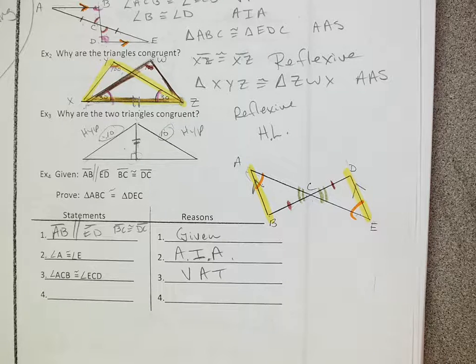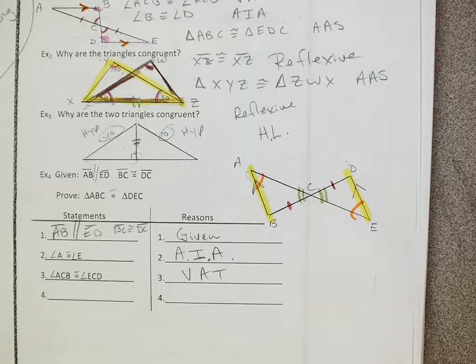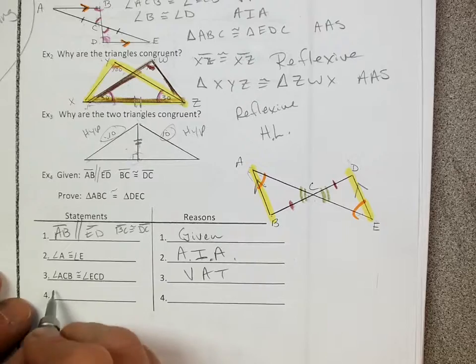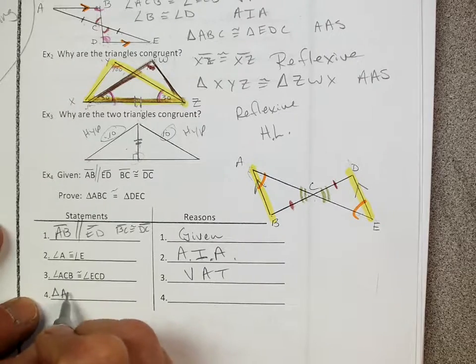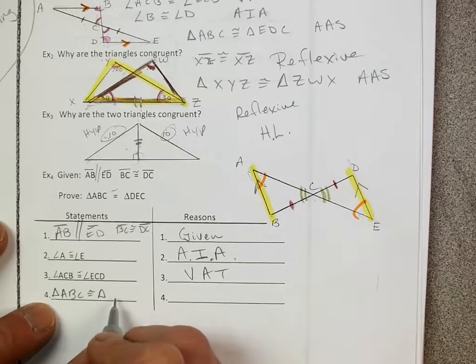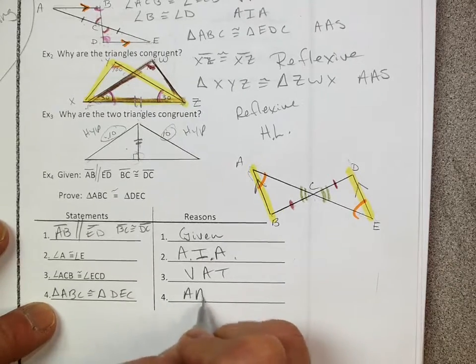Angle, side, close. It's got to be angle, angle, side. Why? Because the side is not in between, but it is angle, angle, side. We got an angle to an angle, another angle to an angle, and side to side. So then finally, let's say we have to prove triangle ABC is congruent to triangle DEC by angle, angle, side. Okay?